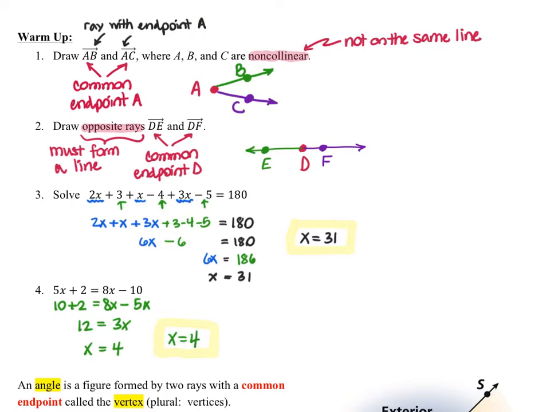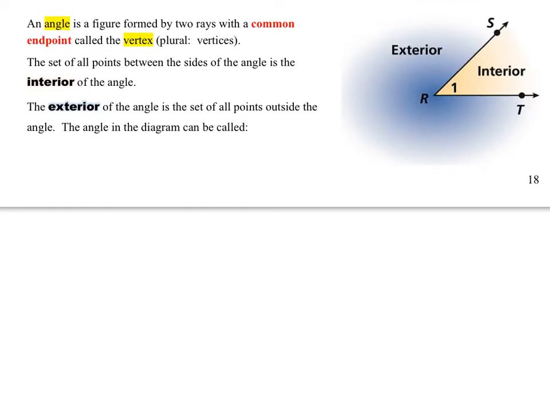The warm-up questions kind of primed us for this next little section where it says an angle is a figure formed by two rays with a common endpoint that we call the vertex. And you can see in the diagram that we've got an endpoint R, and we have two rays, ray RS and ray RT. Those two rays, along with their common endpoint, form an angle.